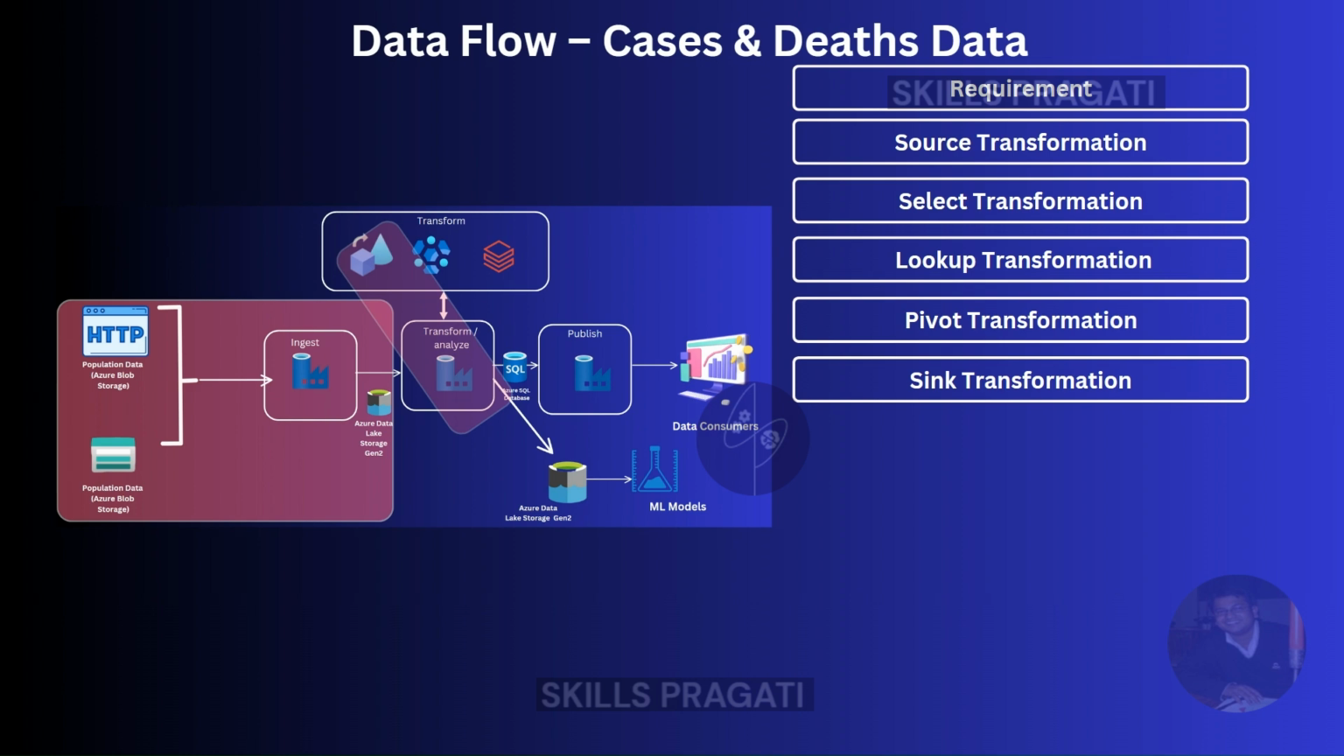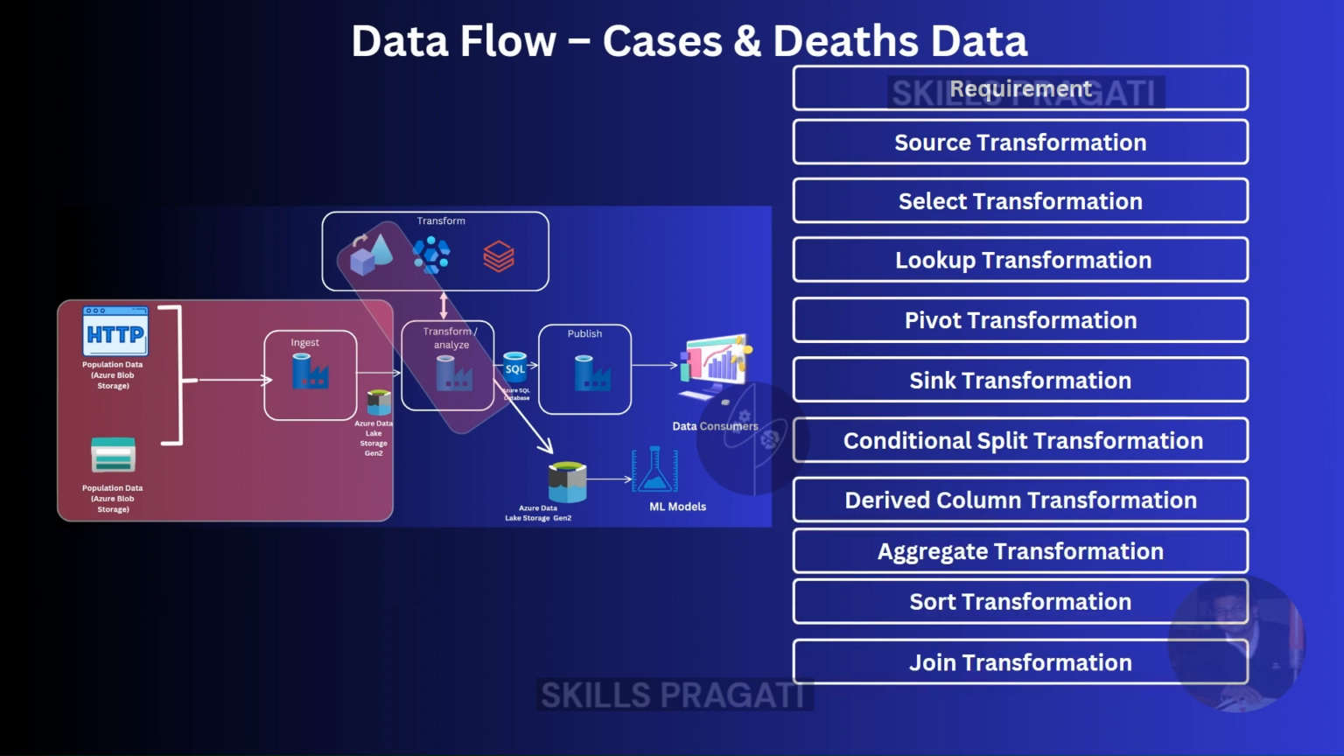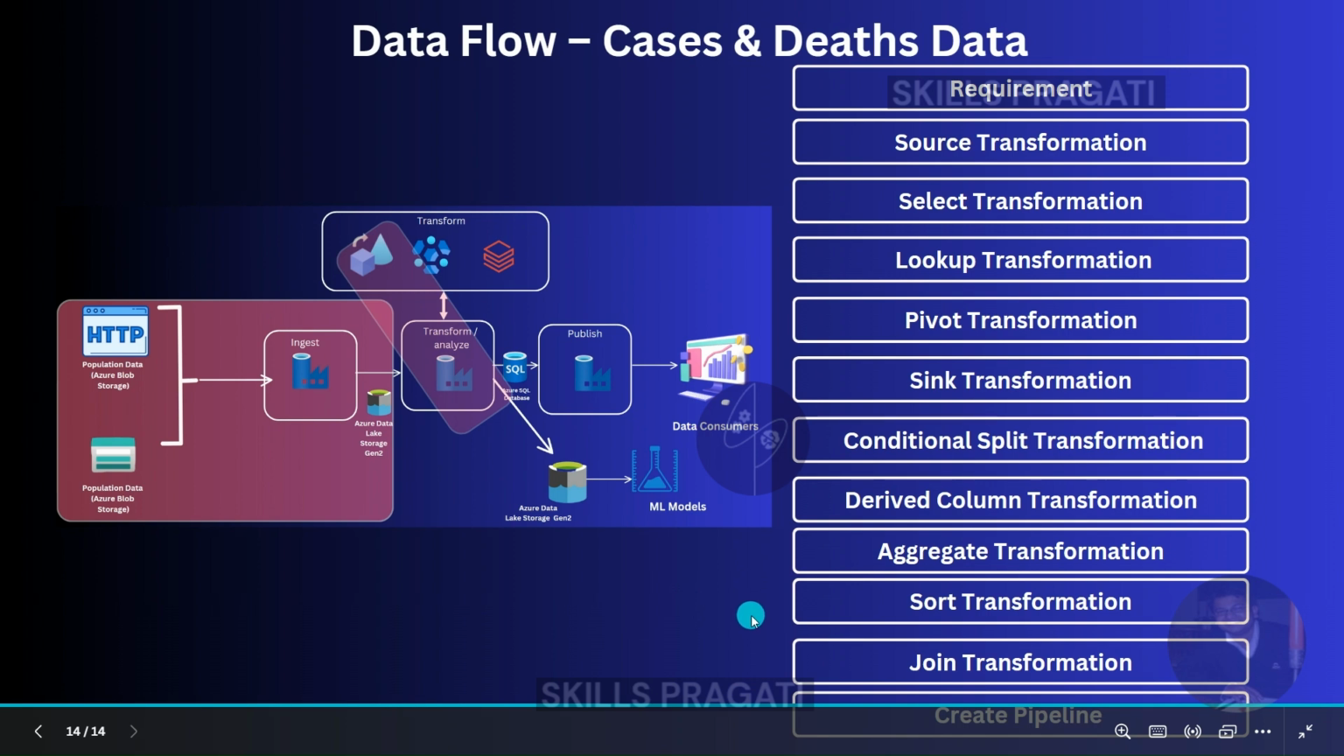We'll then learn more new transformations, such as conditional split, derived column, aggregate, sort, and join transformations. We'll then create a pipeline to execute this data flow. And finally, I've also provided some useful links to help you with any further learning. So let's start with understanding our requirement for transforming the hospital admissions file.